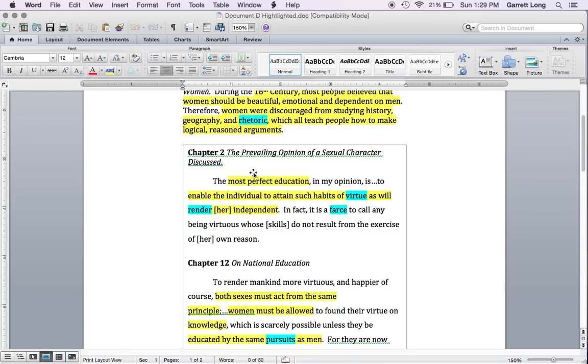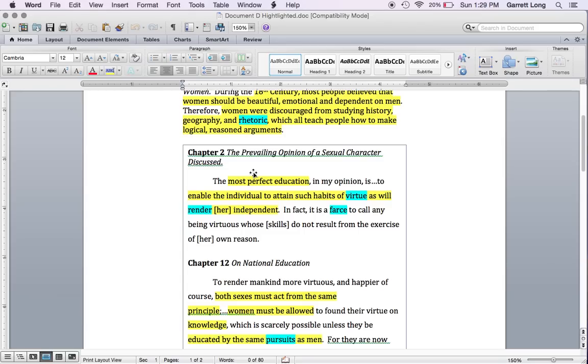And then from that paragraph, I want you to draw an arrow going out to the right. And here is our second annotation. The only way for women to become independent of men and to think on their own is to have an education.